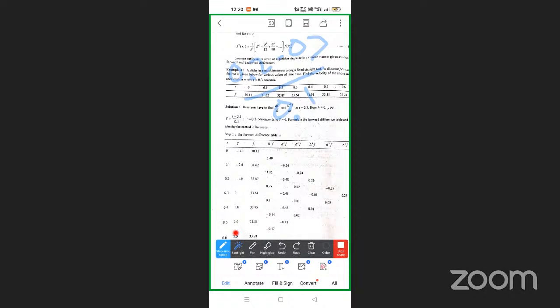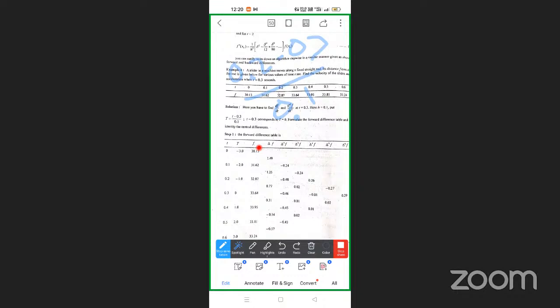Is that clear? The point at which we calculate the first derivative or acceleration is 0. On the upper side it is minus 1, minus 2, minus 3, and on the lower side 1, 2, 3. This is capital T, and the f value is given in f.